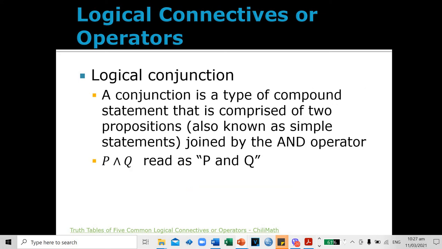The next logical connective or operator is called logical conjunction. A conjunction is a type of compound statement that is comprised of two propositions, also known as simple statements, joined by the operator and. In symbols, it is written as an inverted V. So read as P and Q.